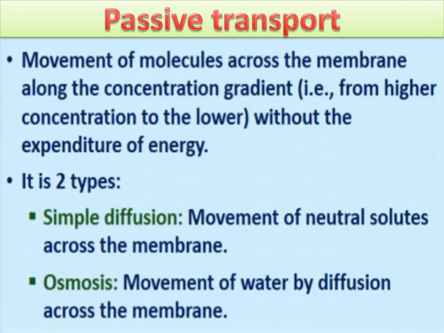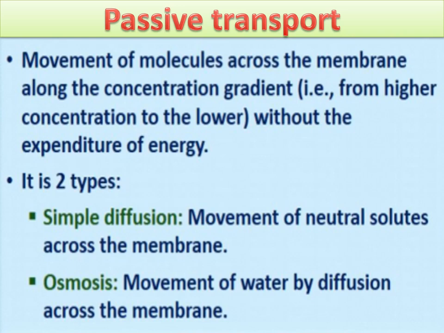Now this passive transport is of two types: simple diffusion and osmosis. What is simple diffusion? Movement of neutral solutes. These are not charged solutes, these are neutral solutes, so not having any charge. So here movement of neutral solutes occurs across the membrane from higher concentration to lower concentration. And in case of osmosis, movement of water occurs by diffusion across the membrane. So if we talk about the movement of solutes, then we use the term diffusion, and if we talk about the movement of water across the plasma membrane, then we use the term osmosis.